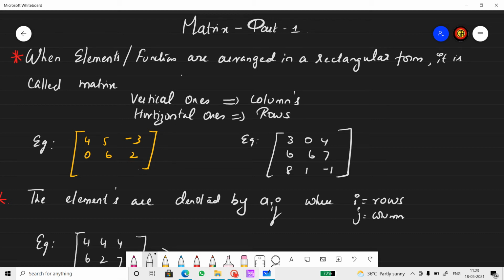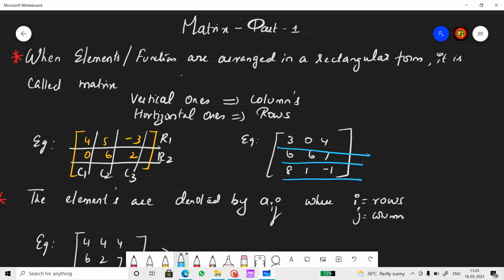The vertical ones are the columns and the horizontal ones are the rows. So here we have R1, R2, column 1, column 2 and column 3. Over here we have 3 rows, R1, R2 and R3, and we have 3 columns, C1, C2, C3.